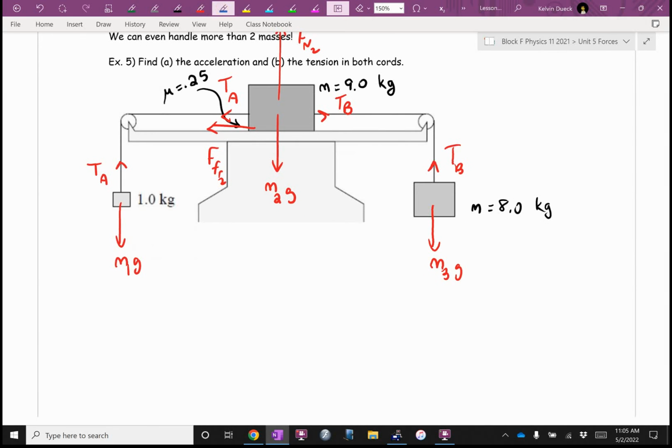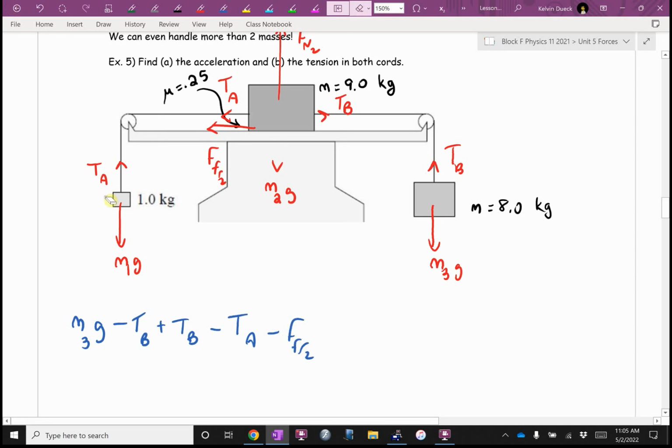So, winner. What about this tension B? Winner or loser? Everybody, what do you think? Loser. What about this tension B? Winner plus. What about this tension A? Loser minus. What about friction force number 2? Loser minus.